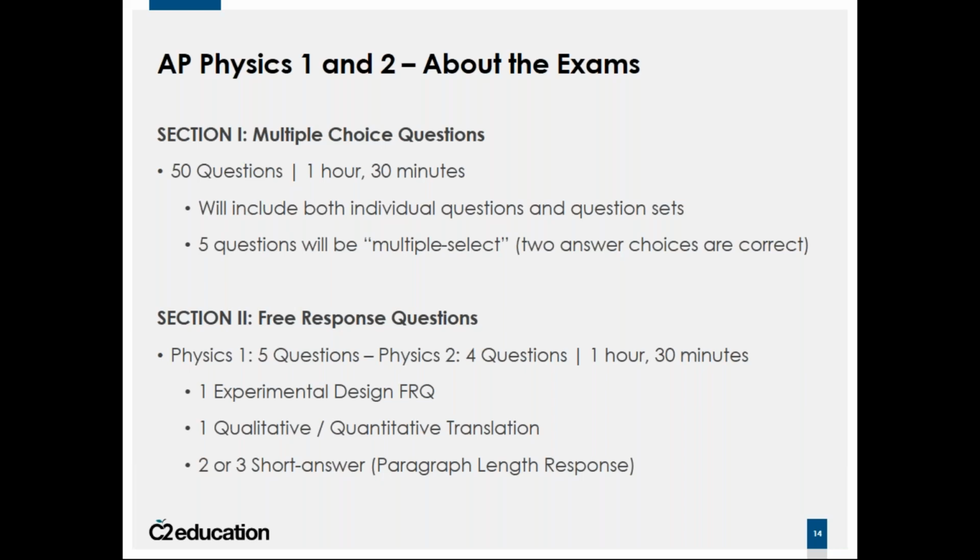Now, the other two questions, or three for Physics 1, are short answers. Again, one of them explicitly requires a paragraph length response. It says quite clearly that you need to have a paragraph length response to answer this question.